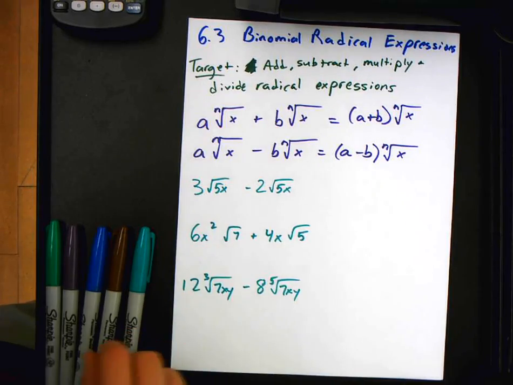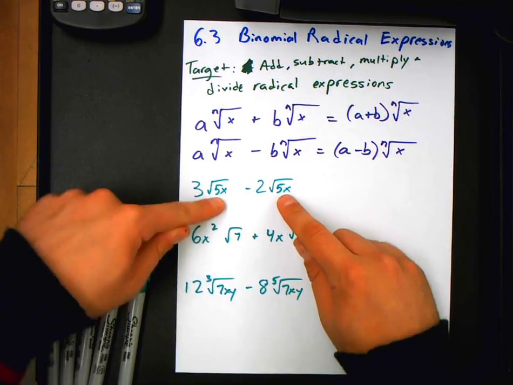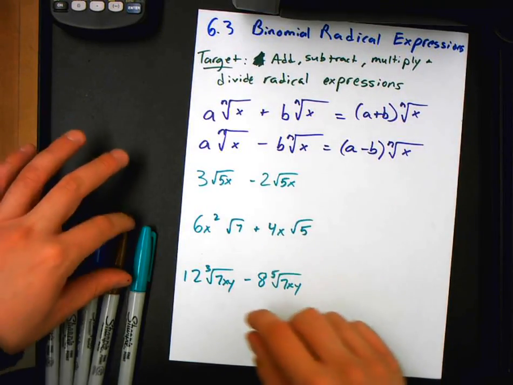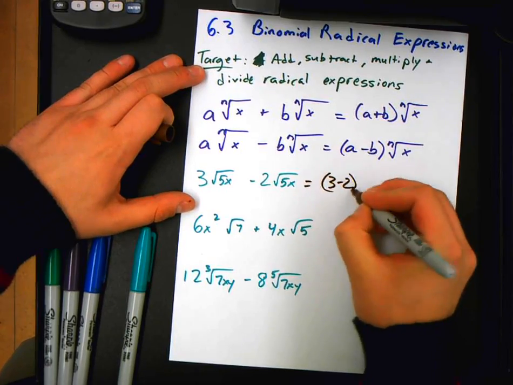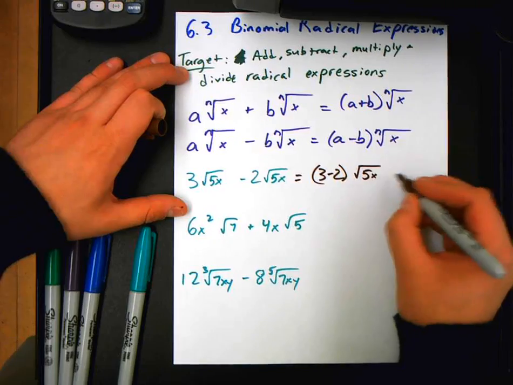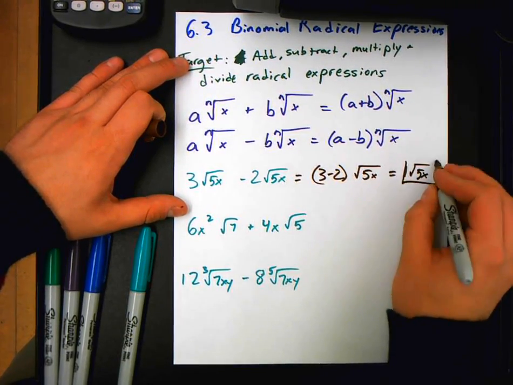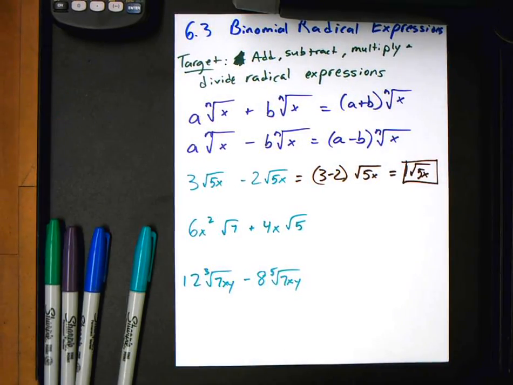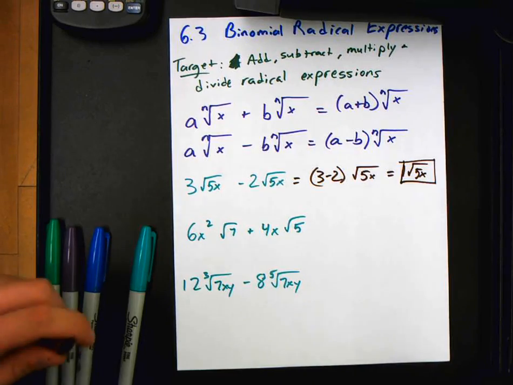So the first example down here, we have an index of 2 in both of our radicals, and our radicand is 5x in both, so we can combine these together to equal 3 minus 2 radical 5x, and 3 minus 2 is equal to 1. Or we can just write our answer as the square root of 5x. Combining everything together, 3 minus 2 is 1. The like terms are square root of 5x.